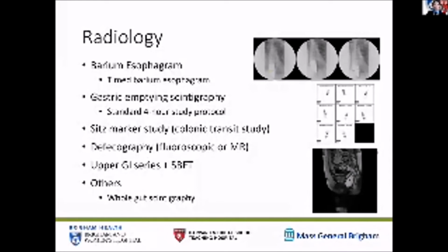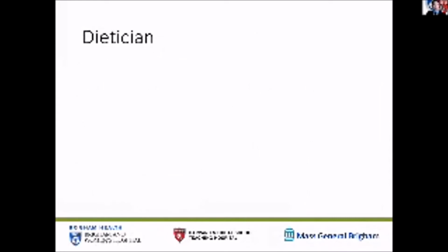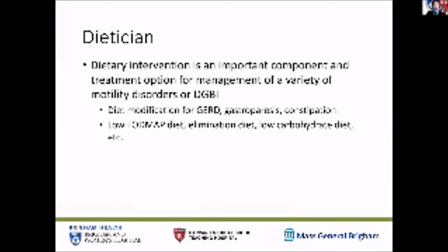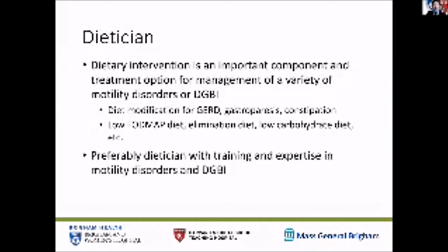Having a qualified dietitian is important because we know that dietary intervention is an important component and treatment option for management of a variety of motility disorders or disorders of gut-brain interaction. These may include simple dietary modification for reflux, for gastroparesis, or constipation, but there are also a variety of elimination diets aiming to remove the potential symptom trigger, for example, the low FODMAP diet or low carbohydrate diet. And these dietary interventions are often complex, so having a qualified dietitian to help guide the patient is important. And preferably, the dietitian is well trained and has expertise in motility disorders and disorders of gut-brain interaction.